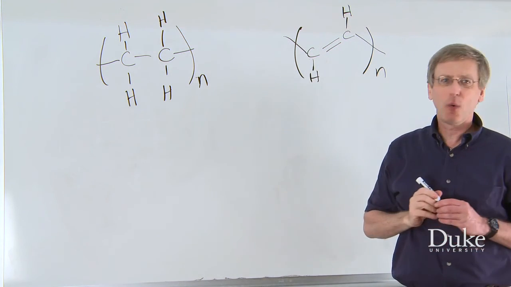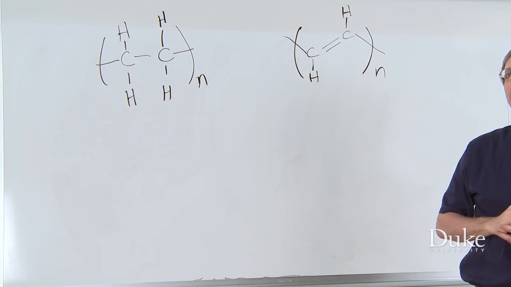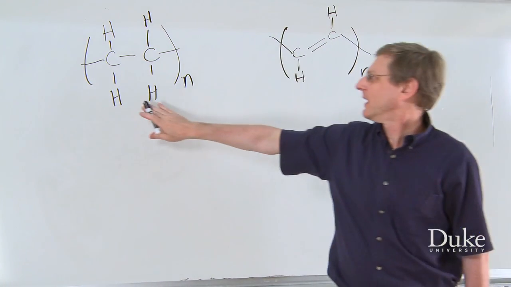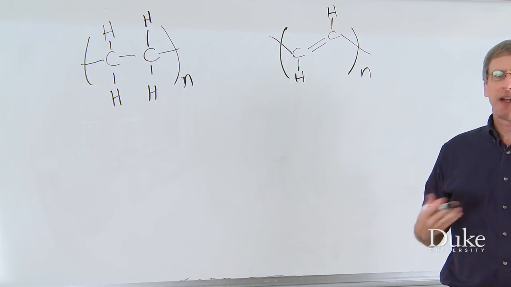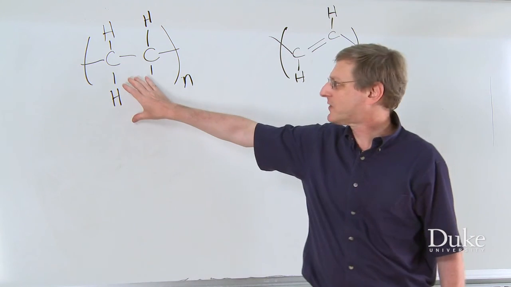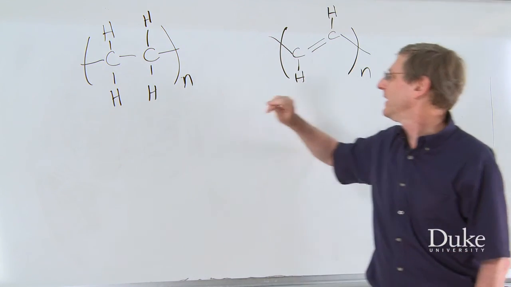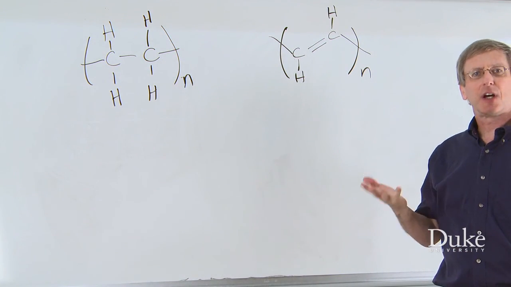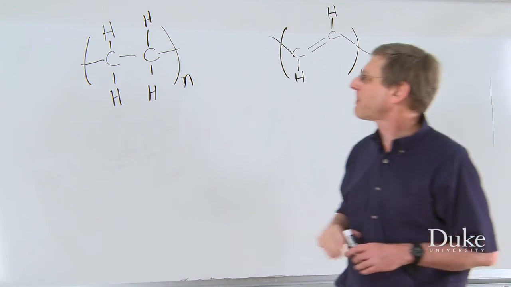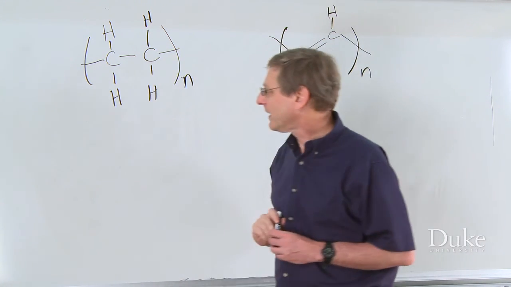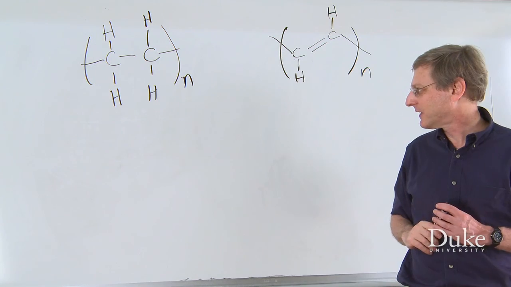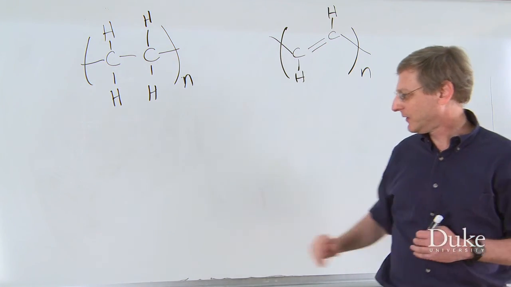Now what I'd like to do is look at the underlying atomic orbital structure of these two species and understand why one of them gives rise to insulator-like behavior and the other to semiconductor or even metallic behavior. So let's look at the underlying atomic orbitals that exist on polyethylene.